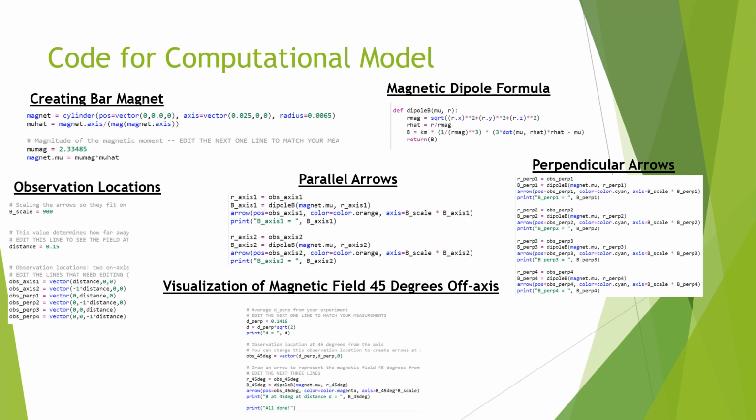We first created the bar magnet, used the magnitude of the mu value we got from the experiment, created a function calculating the magnetic field of the magnetic dipole representing the bar magnet, created the observation locations both on and off axis, created the parallel arrows, created the perpendicular arrows, and then created the arrow for the magnetic field 45 degrees off axis.